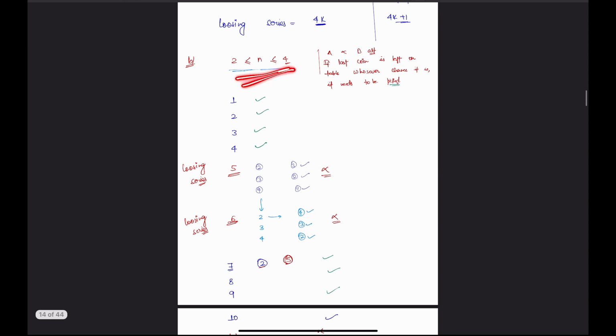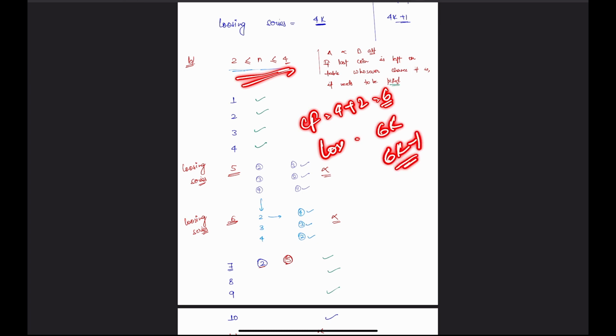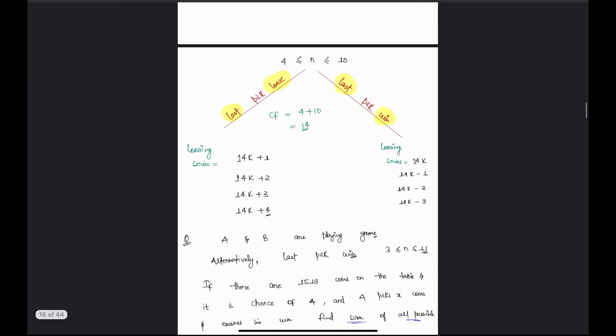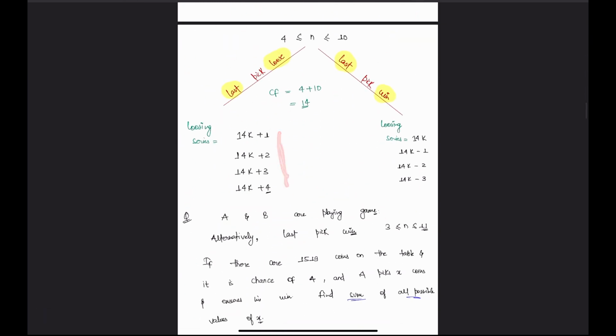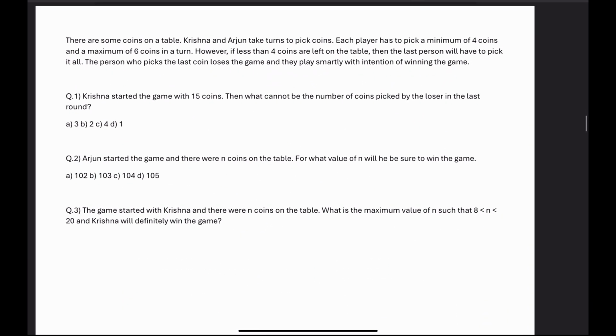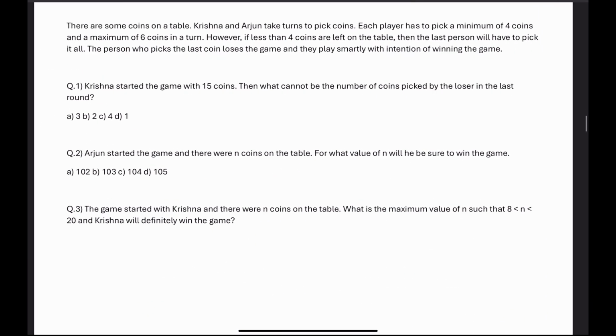Yeah, in this case CF will be 4 plus 2, 6, and the losing series will be 6k, and then 6k minus 1. It will go in the negative direction, as given in the example. So we have solved quite some questions. So let's try to solve this set.